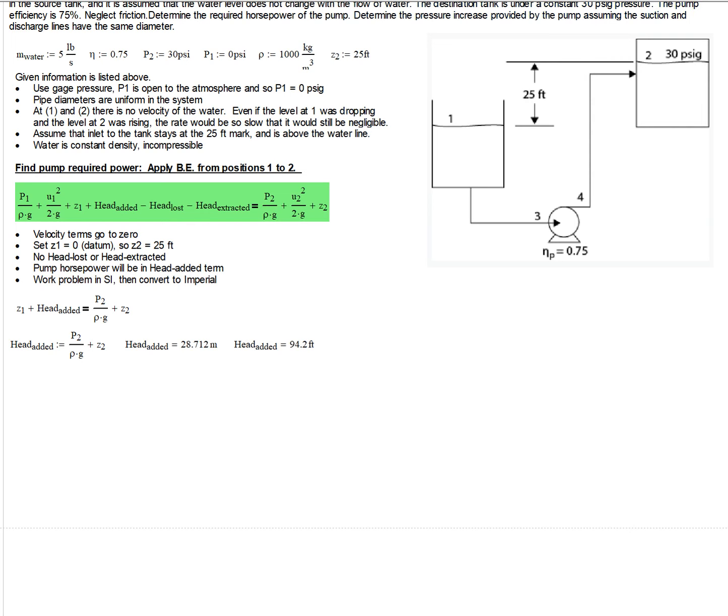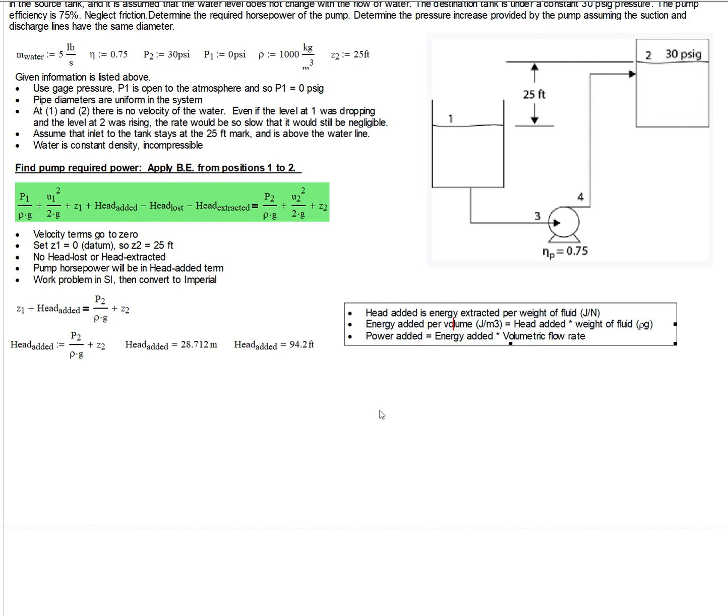So how do we convert head, which is units of length, to horsepower? And so I always like to remember this. The head added, and again I like to think in SI units, the head added is the energy extracted per unit weight of the fluid. Or we could say the energy added per unit weight of the fluid. And in SI units, meters is the same as joules per Newton. And so you can do the little dimensional analysis to convince yourself of that.